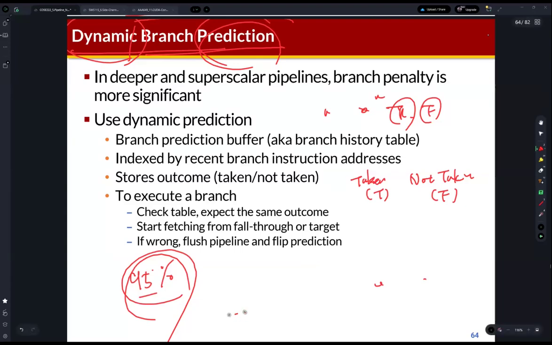Using this predicted value, we can fetch the next instruction. Then we can reduce the control hazard, which means that we can reduce the performance drops caused by control hazards, right? So then how can we predict the result of a branch instruction?